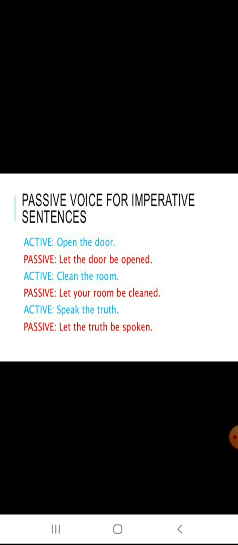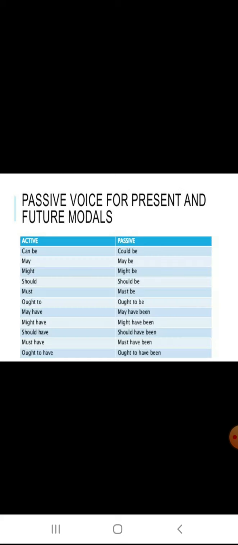Now, the passive voice for imperative sentences. Open the door. It is an order. Let the door be opened. Clean the room. This is also an order. Let your room be cleaned. Speak the truth. It is advice. Let the truth be spoken.